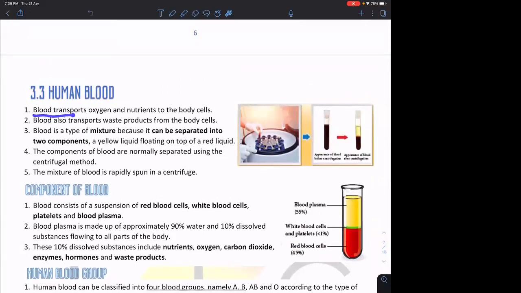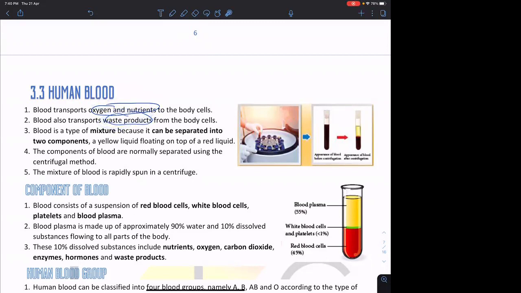Blood transports oxygen and nutrients to the body cell. Blood also transports waste products from the body cell. That means, like I told you before, your blood is like your Shopee delivery driver. Your blood will send your parcels to you. They will send oxygen and nutrients to you, and then they will carry waste products away. They will carry things you don't want away from yourself. So they also sort of function like a rubbish truck. They deliver things you want to you, oxygen and nutrients are the parcel, and then they will take your rubbish away.